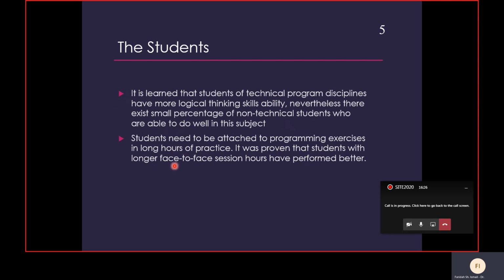It was proven that students with longer face-to-face session hours, meaning long hours of lecture per week, can perform better as compared to those with a lack of time. Okay, so on top of having long hours of face-to-face sessions, they also need to do programming exercises in long hours of practice.